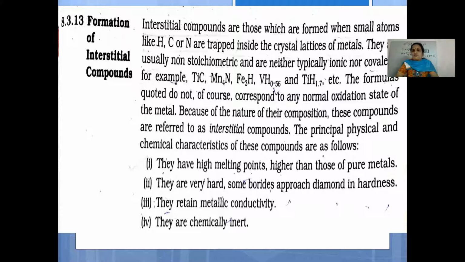The principal physical and chemical characteristics of these compounds are as follows. They have high melting points, higher than those of pure metals. They are very hard. Some borides approach diamond in their hardness. They retain metallic conductivity and they are chemically inert.